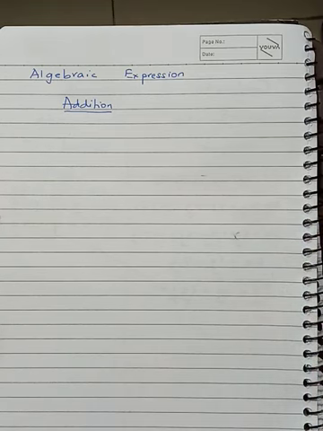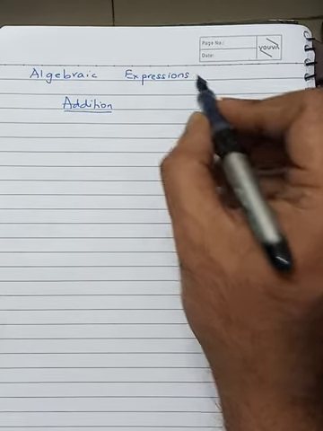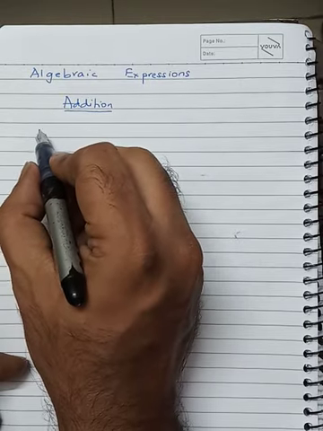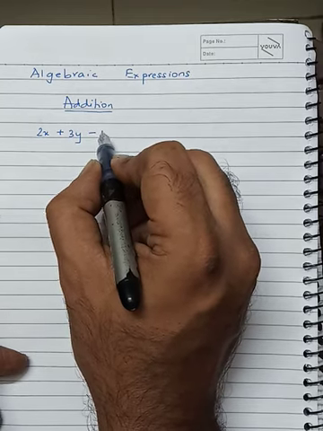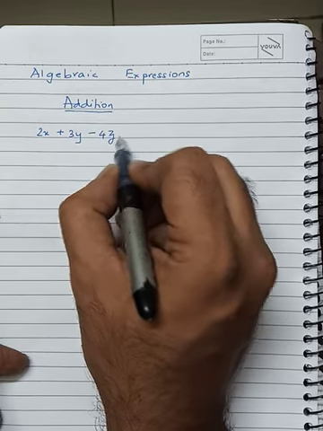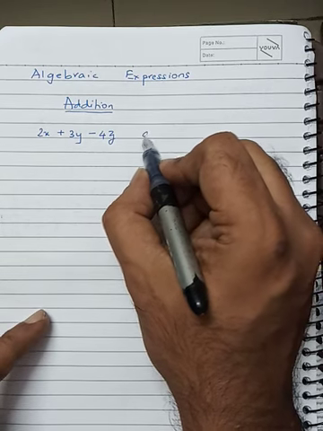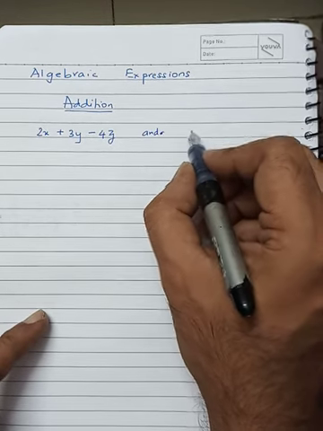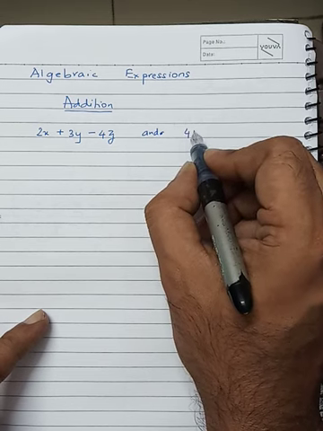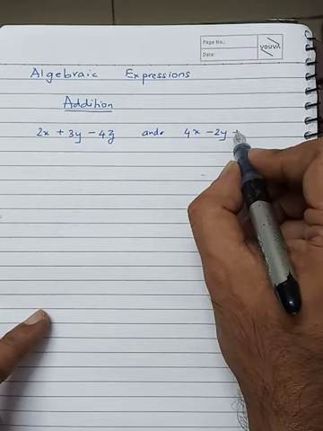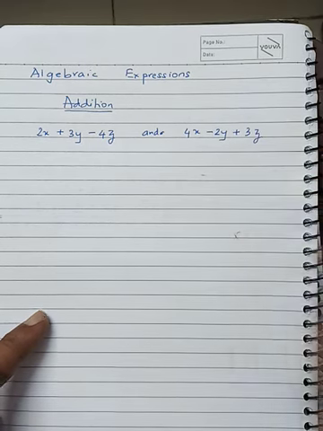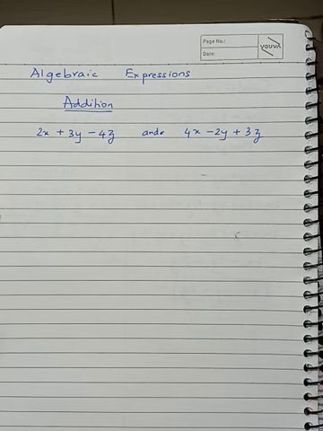This video will be for addition of algebraic expressions. So how do we add two algebraic expressions? Let's take an example. 2x plus 3y minus 4z, and I have to add it with 4x minus 2y plus 3z. I have to add both these algebraic expressions.